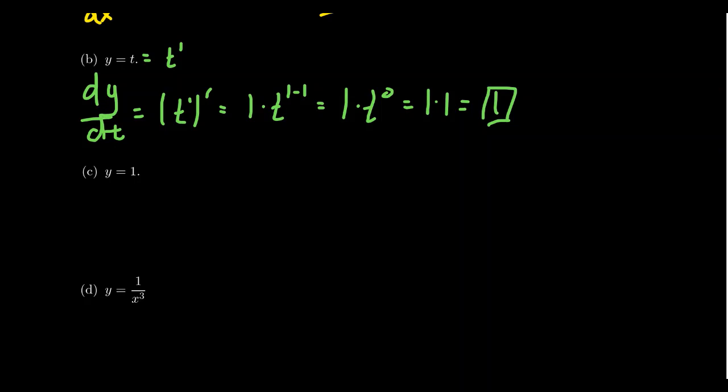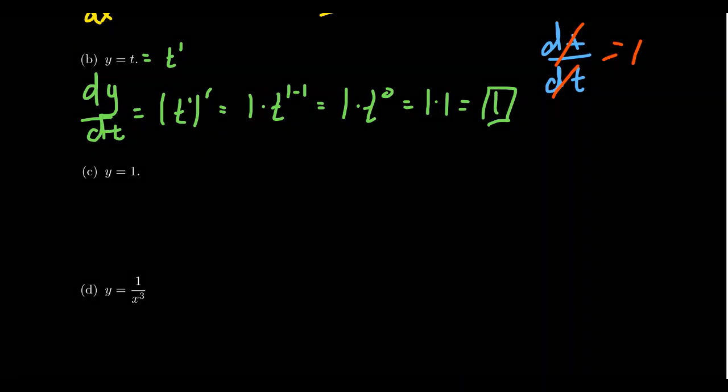Now, by fortune, if you were to write this expression dt over dt, right? Because after all, y equals t, we could have written it that way too. If an algebra student were to walk in the room right now and not have any knowledge about calculus, they'd be like, dt over dt, it cancels, it's equal to 1. So it turns out that algebra student would be right for the wrong reasons.